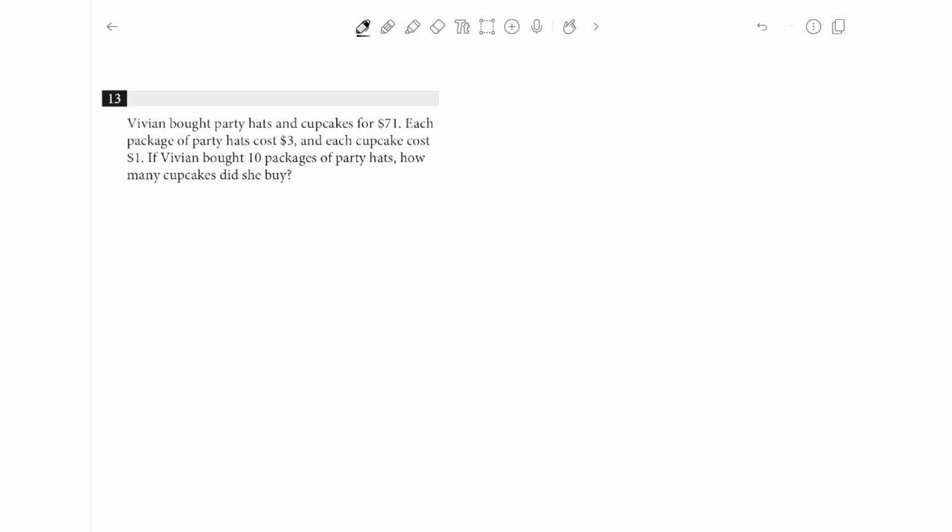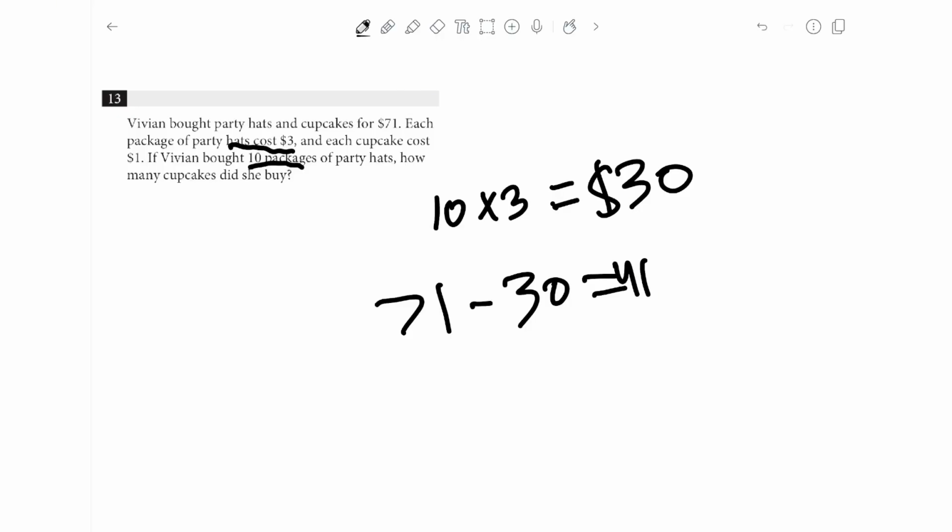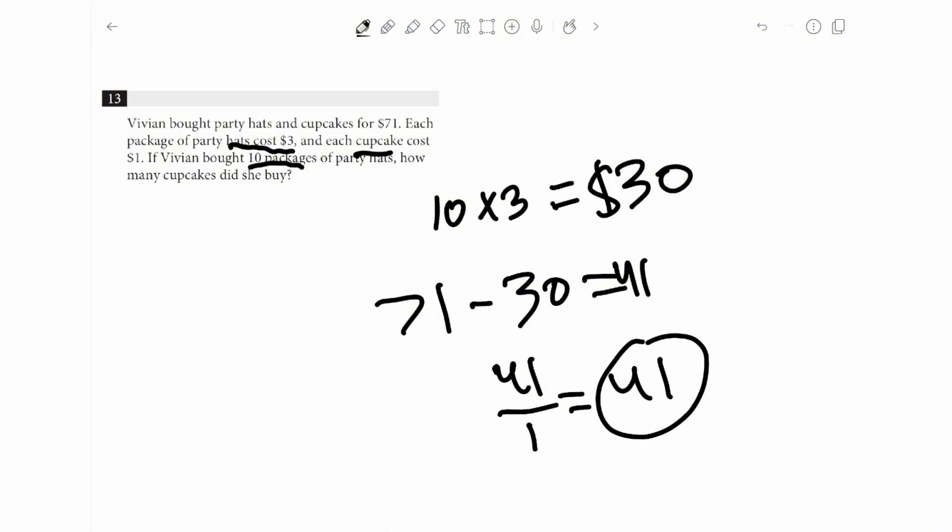So let's take a look at the price of party hats. Party hats cost $3 a piece. She bought 10 packages of them. So that means that she bought 10 times 3, which is going to be $30 worth of party hats. She spent $71. So that means the remaining $41 were spent on cupcakes. And if each cupcake is $1, that means she bought 41 cupcakes.